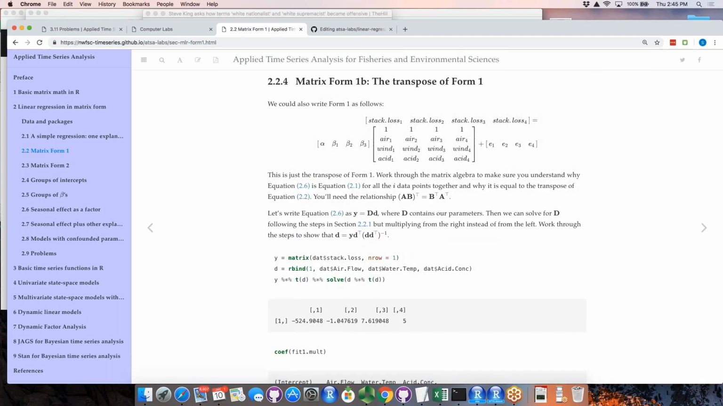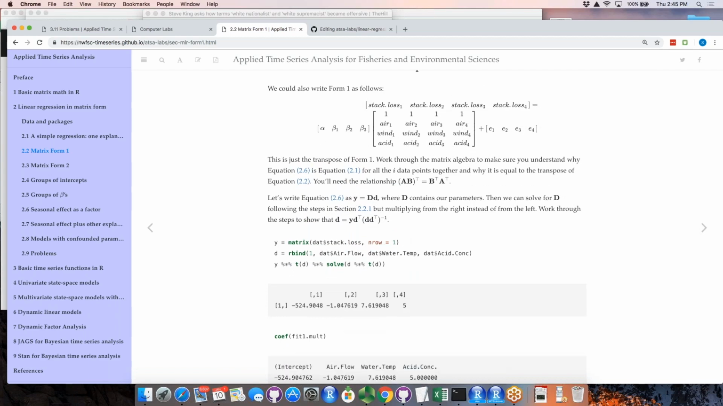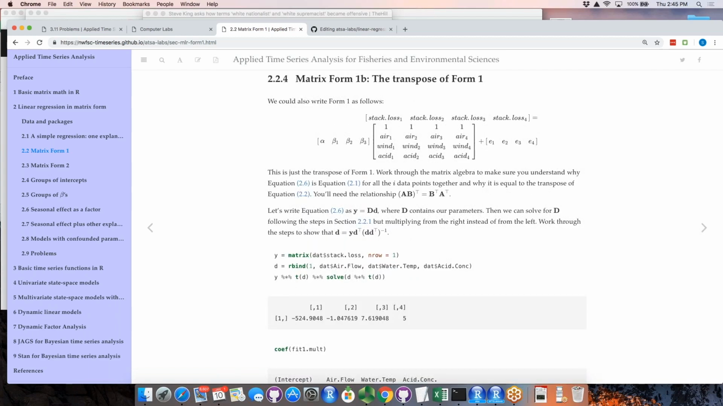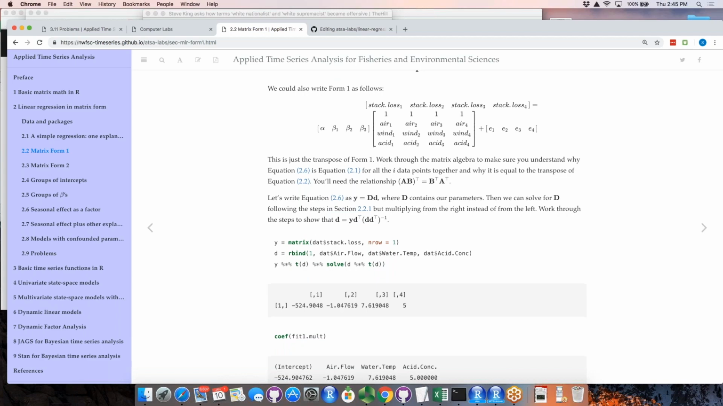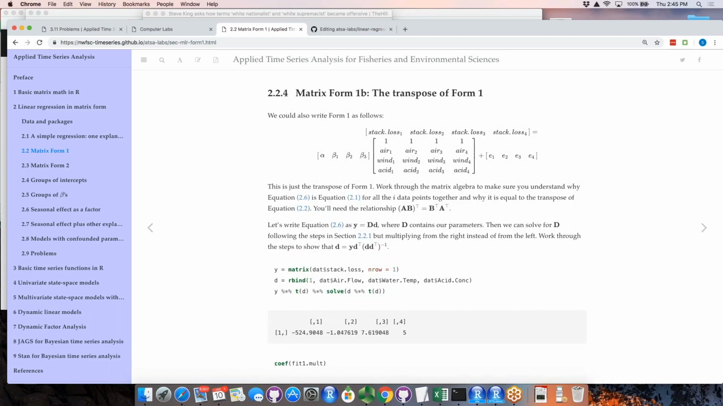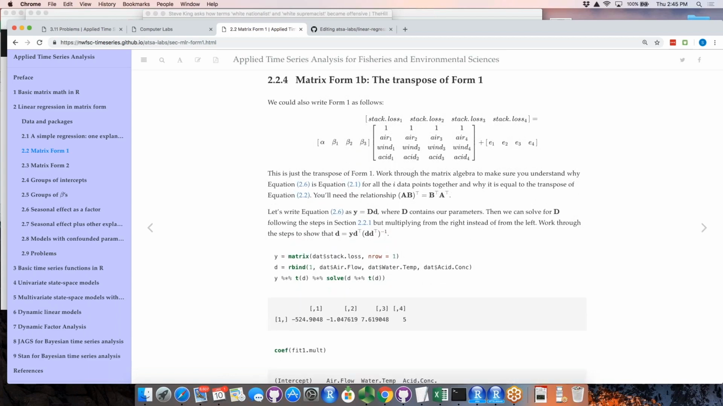Okay, I'm going to let you go through this on your own. Well, I'll mention briefly what's going on here. If we took the transpose of form 1, we get another form that would look like this, where we have our data, and now instead of a column, it's a row. And then we have our parameters over here as a row. And then we have our covariates here, and now they're appearing in rows instead of in columns.